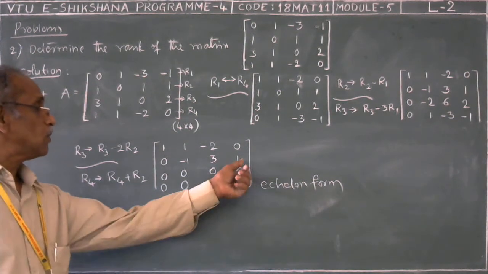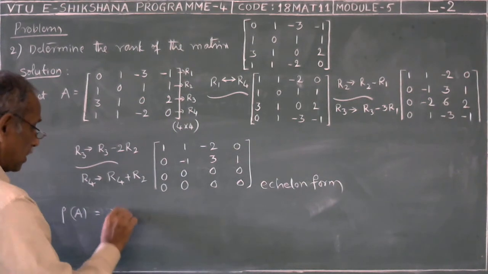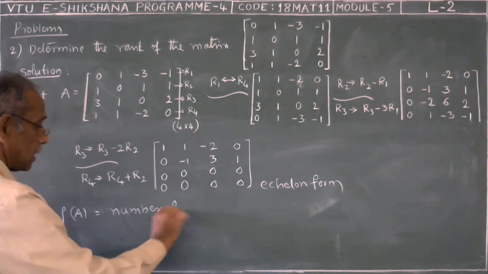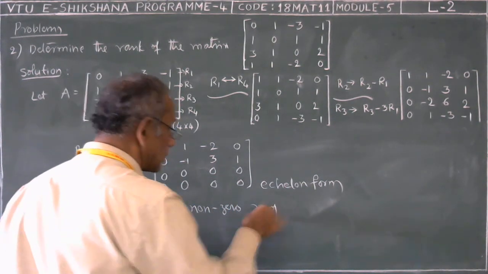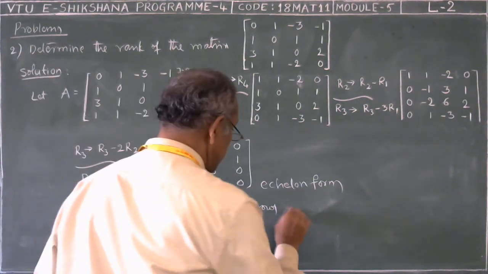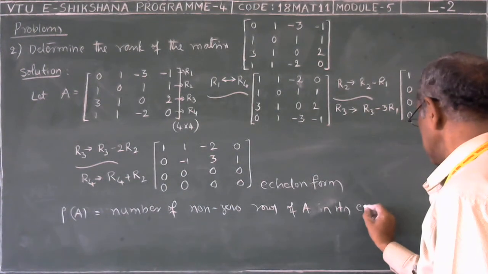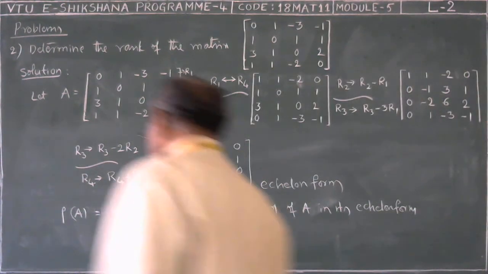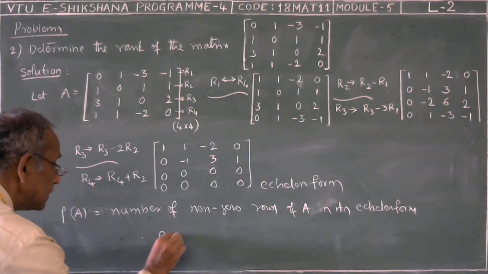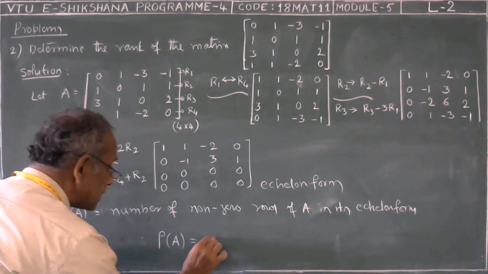So number of non-zero rows: 1, 2. So rank of this matrix is 2. So rank of A is equal to the number of non-zero rows of A in its echelon form. This is very important. In its echelon form. So therefore, rank of A is 2. Even if you don't write this statement, that is fine, but if you write this one, that is fine. So rank of A is 2.